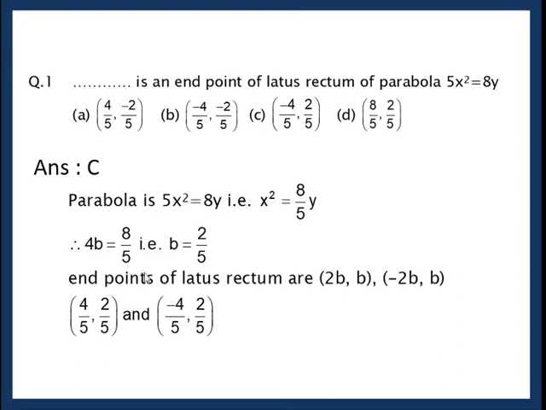Okay, so what are the endpoints of latus rectum? 2b, b and minus 2b, b. Substitute the values. So what is the correct option? 4 by 5, 2 by 5, and C is the correct option. Okay.